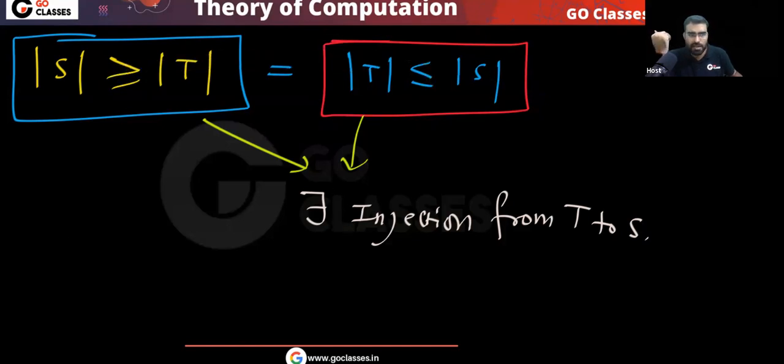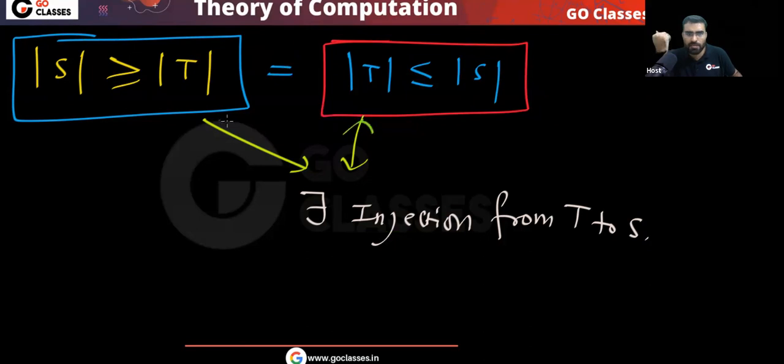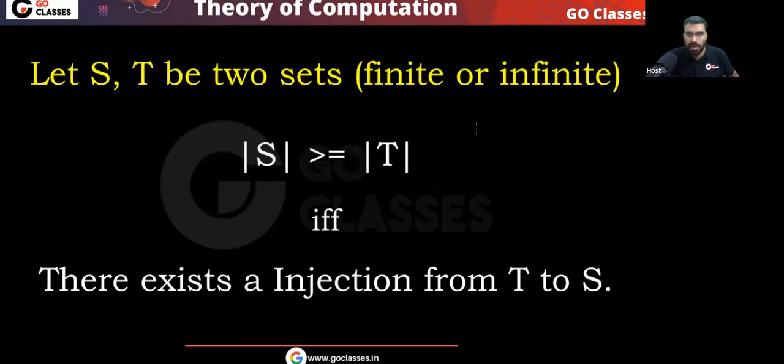So what can I say? I can say that there exists an injection from T to S. Yes or no? Agree with me? Is this clear? Did you understand this? Are you comfortable with this result? Please let me know.